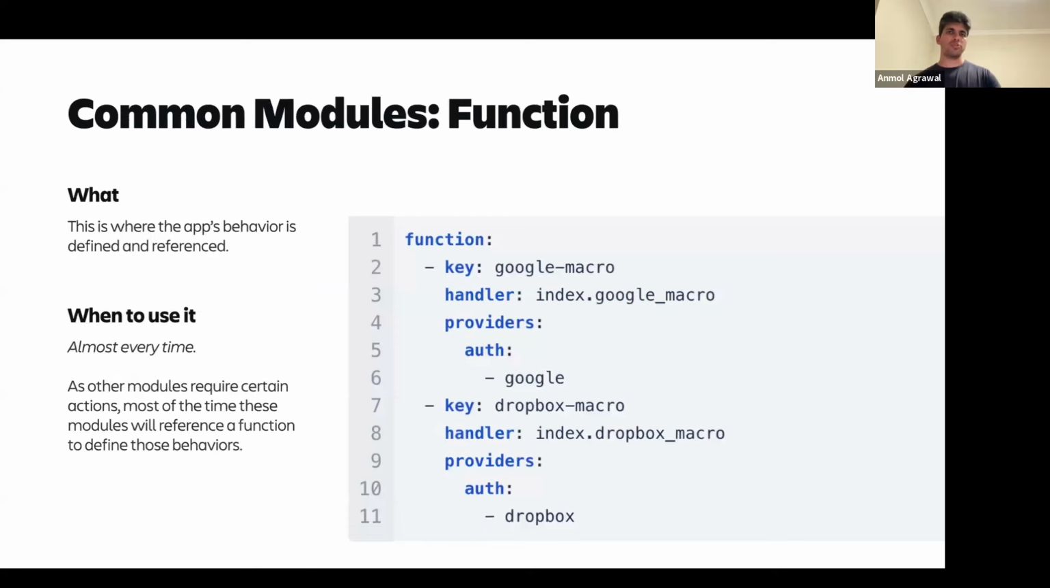Now, one of the common modules that we are going to use is called function. And this is where the app behavior is defined. So if a user interacts with the app in a certain way, then whatever needs to happen behind the scenes inside the app, the function lets you do that.